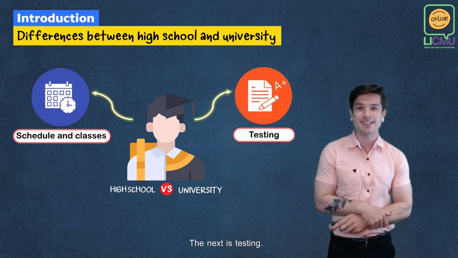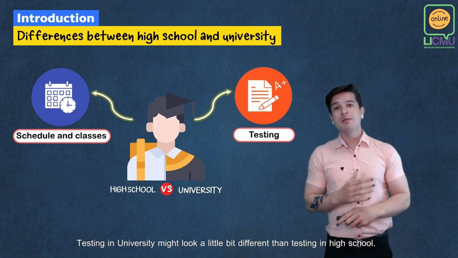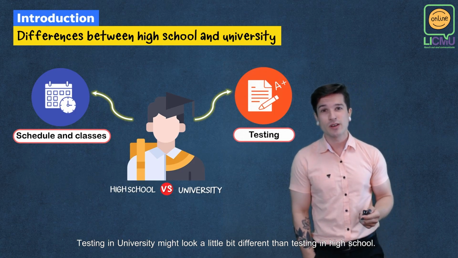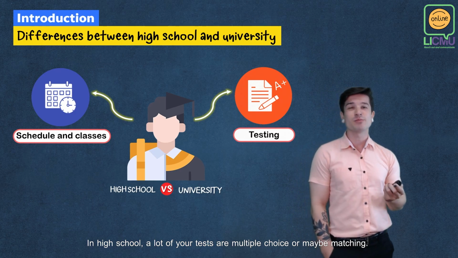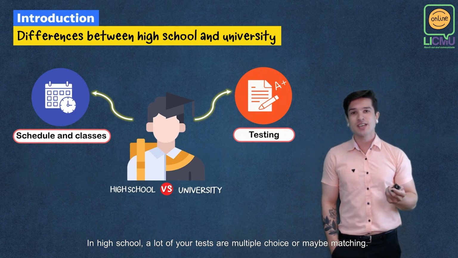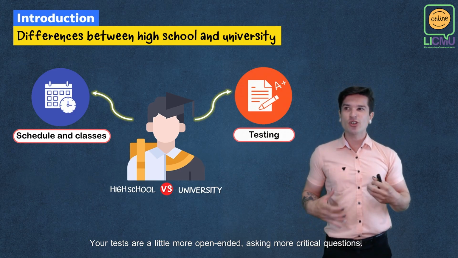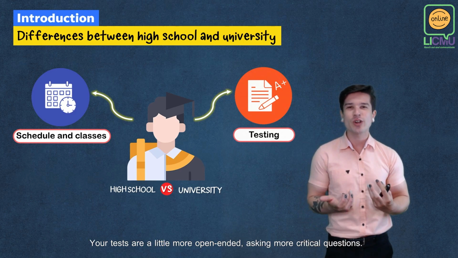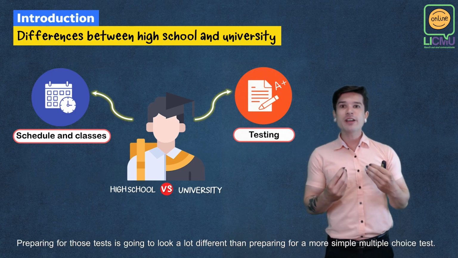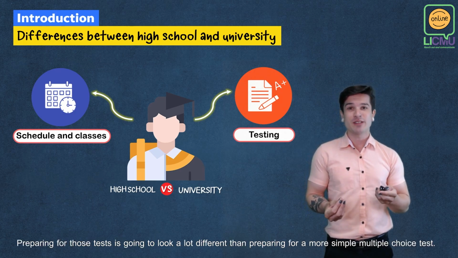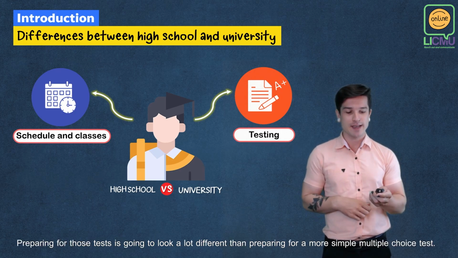The next is testing. Tests in university might look a little bit different than tests in high school. In high school, a lot of your tests are multiple choice, or maybe matching. In university, you might find that you're doing a little more writing. Your tests are a little more open-ended, asking more critical questions. Preparing for those tests is going to look a lot different than preparing for more simple multiple choice tests.